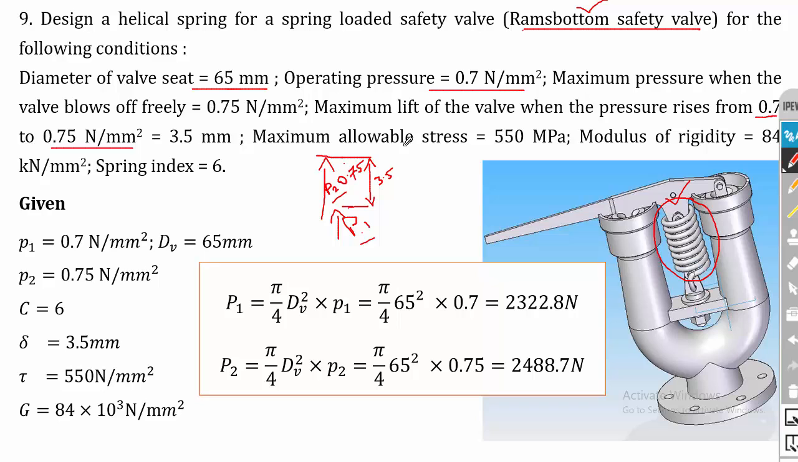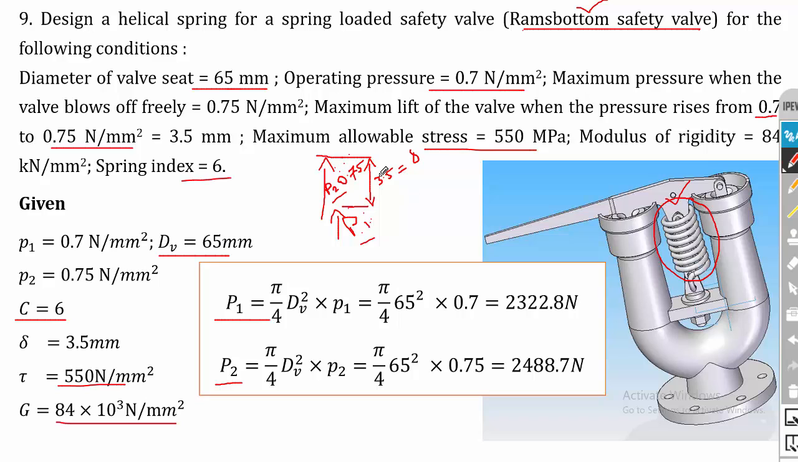Okay, so the maximum allowable stress is equal to 550 megapascal, and the modulus of rigidity is equal to 84 kilonewton per mm square, that is 84 into 10 power 3 Newton per mm square. Then the spring index is given as 6. In the problem, the P1 value and P2 values are given. So by using the P1 value and the diameter of the valve dV value, we can calculate the load 1 and load 2. And this 3.5 mm is actually the lift, that is the deflection from P1 to P2. So it is del. So 3.5 is equal to del.